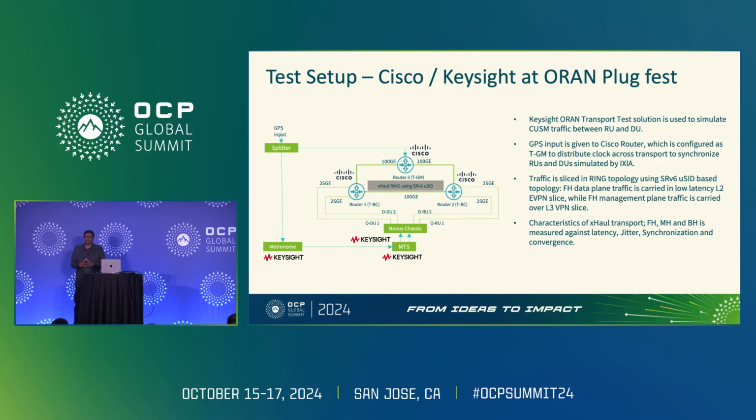A year back, or maybe a year and a half, within Cisco and Keysight, we tried to do a POC in an O-RAN plugfest, and what we did is we built a network with Cisco switches and boundary clocks in a ring topology. It had a transport architecture designed with SRv6 microSID, and at the same time it ran time synchronization. It was in a ring topology, had redundancy built in, and we tried to do a similar kind of test to what I explained in my previous slides.